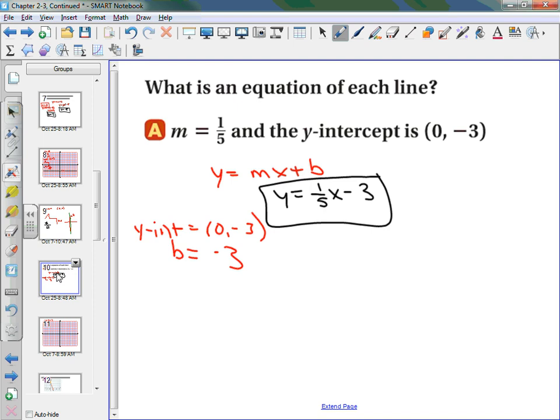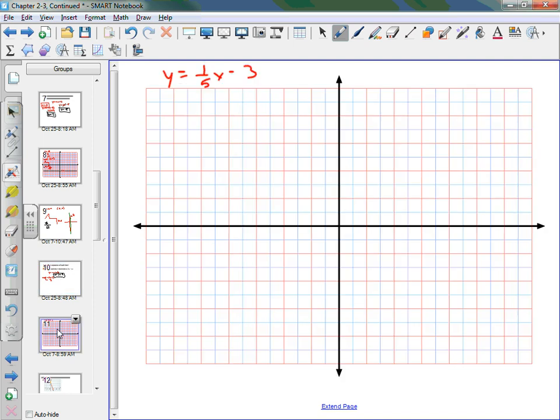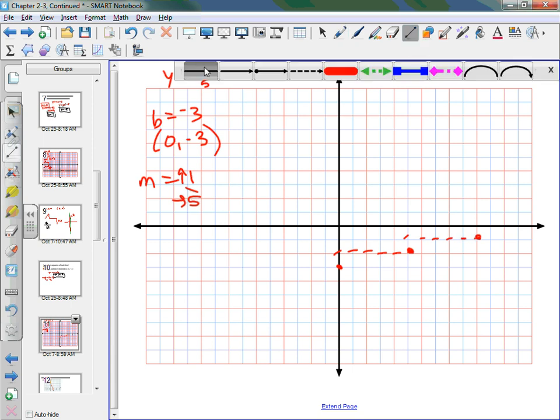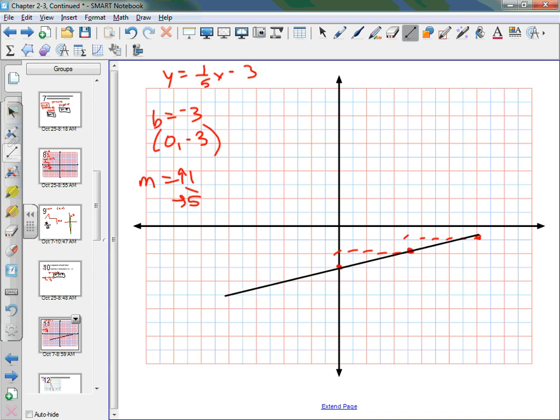My slope is 1/5. Okay, how do I graph this? I'm going to graph the point 0, -3. Puts me there. And what am I going to do? My slope is 1/5, so I'm going to go up 1 and to the right 5. Up 1 to the right 5. 1, 2, 3, 4, 5. Up 1 to the right 5. 1, 2, 3, 4, 5. Do we see the line? Are we good?